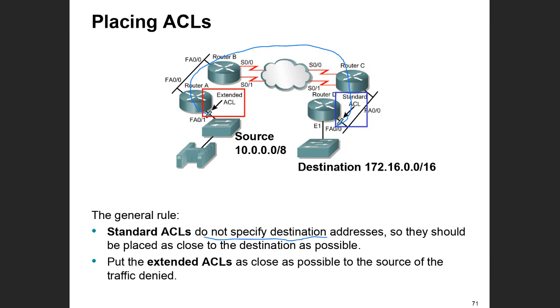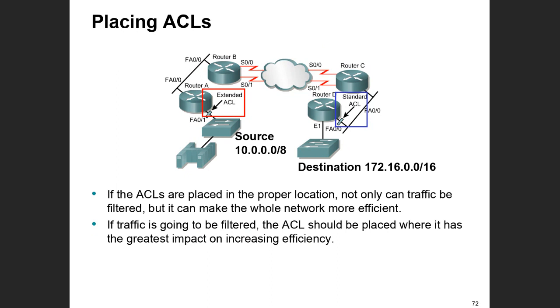Extended access control lists, we put them as close as possible to the source machine being denied. In this case, let's say the boss's nephew was working at this 10.0.0.0 network. That way the traffic is nipped in the bud and never costs us precious bandwidth that we're leasing back and forth from our various branch offices. So best practice, if it's standard, as close to the destination. If it's extended, as close to the source. So we can put access control lists in the best location and do our security and filtering of traffic as we desired, and make the network more efficient and not waste so much bandwidth. We want to increase efficiency of the network.